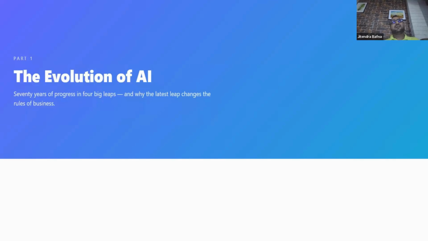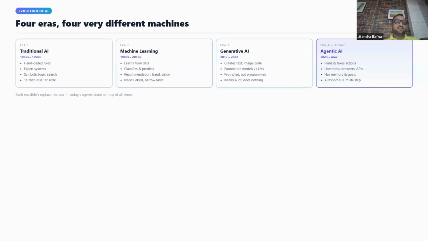As I mentioned, AI has been around for the last 70 to 80 years, but it has evolved over the years. Let's talk about how it has evolved. The first phase is traditional AI, the phase between 1950 and the 1990s, where we have a fixed set of hard-coded rules. For example, if X is the input, Y is the output.